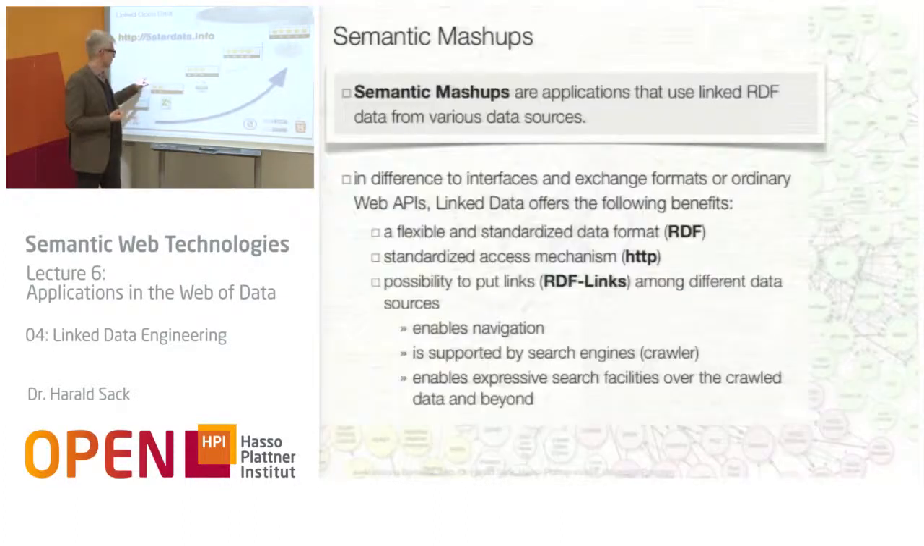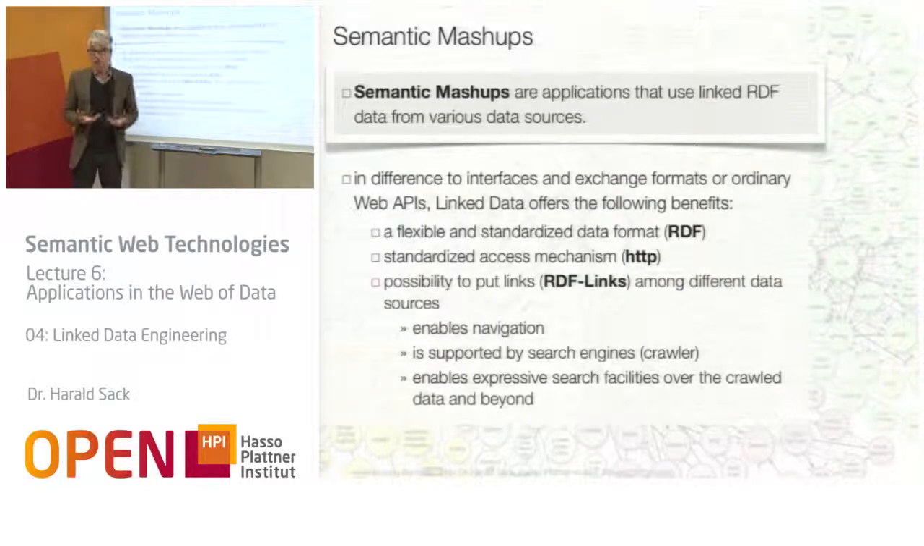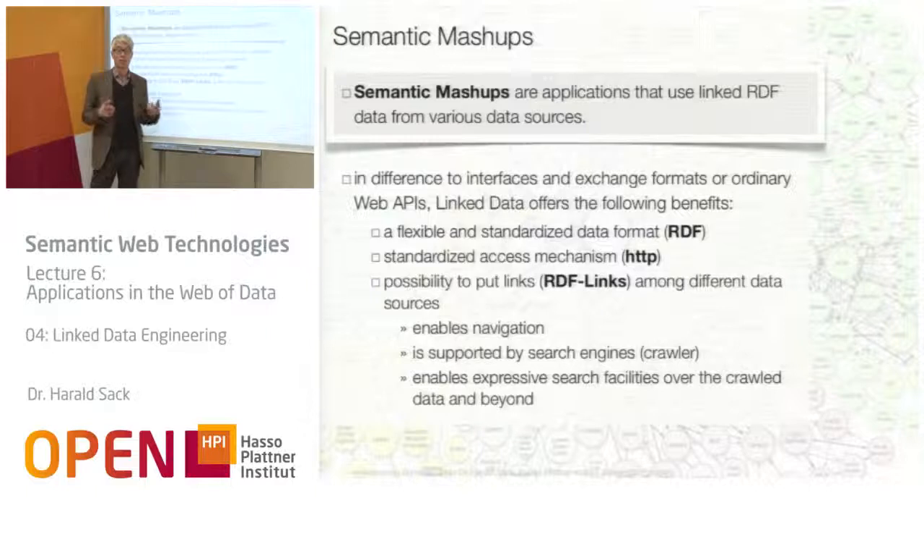Of course, like with other data on the web, I can build mashup applications, but now they are semantic mashups. This means these are applications that use linked RDF data from various sources. But in difference to traditional or ordinary mashups, we do not have to use different web APIs.